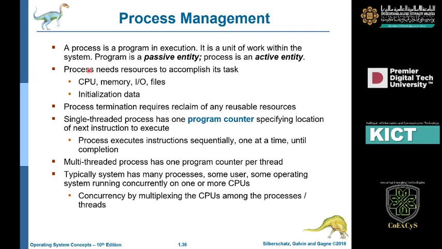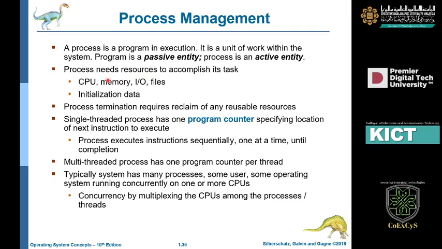So in this sense, a program is a passive entity. It can be one program that has specific code, and a process is basically an active entity. You can have multiple processes for one program. And a process is active when it is in execution, so it's actually running on the CPU.